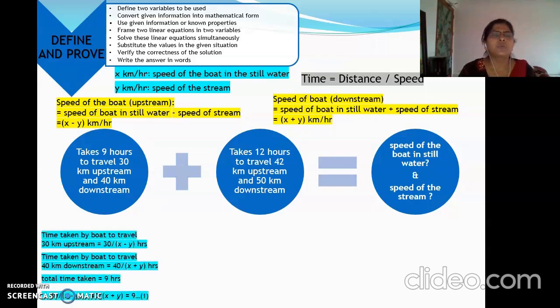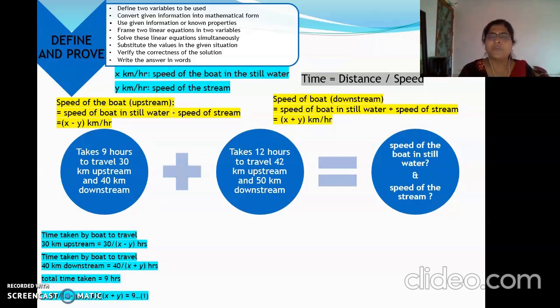Now as per the first situation, the time taken by the boat to travel 30 kilometers upstream, that is time is equal to distance upon speed. Distance is 30 kilometers divided by speed x minus y, and therefore time is 30 upon x minus y. Similarly, the time taken by the boat to travel 40 kilometers downstream is equal to 40 upon x plus y, and total time is 9 hours. Hence, 30 upon x minus y plus 40 upon x plus y is equal to 9 is our equation number 1.